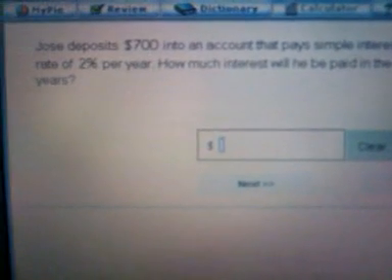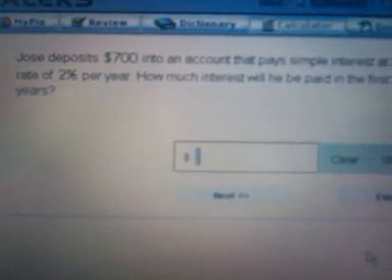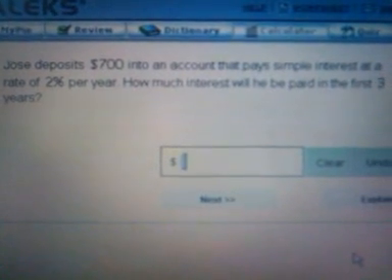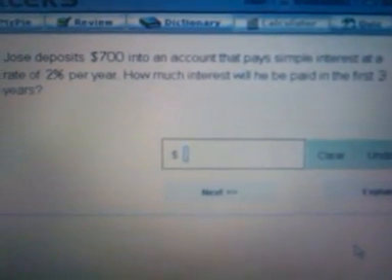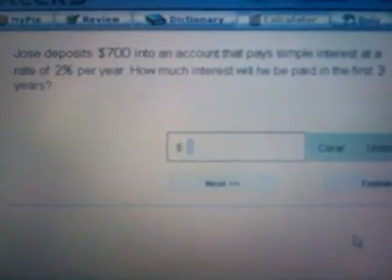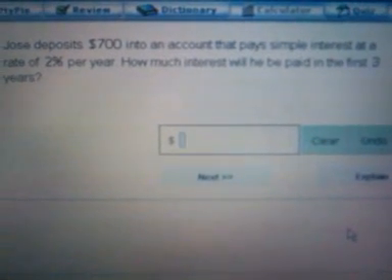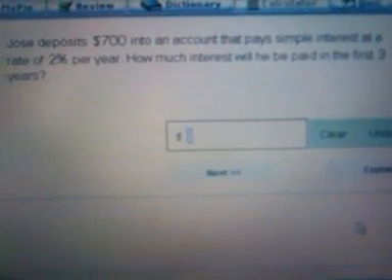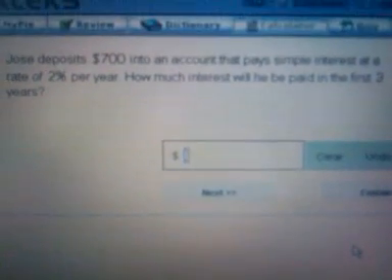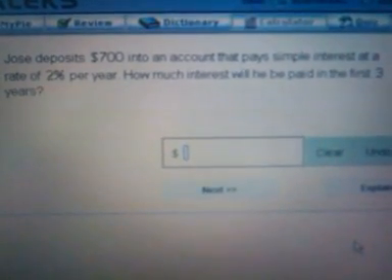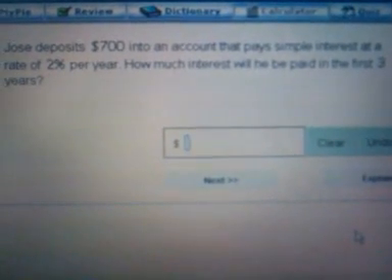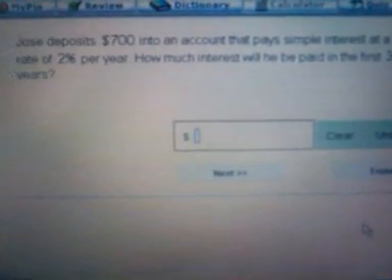Alright, so the first problem we get has Jose deposits $700 in the account, pays simple interest at a rate of 2% per year. How much interest will he be paid in the first 3 years? Now writing that all out is going to take up a lot of space. So what you could do is just kind of focus on the information that you're given. Your $700 is your deposit. The interest rate is 2%. And then the question is, how much will you be paid in the first 3 years? So you just focus on those things.